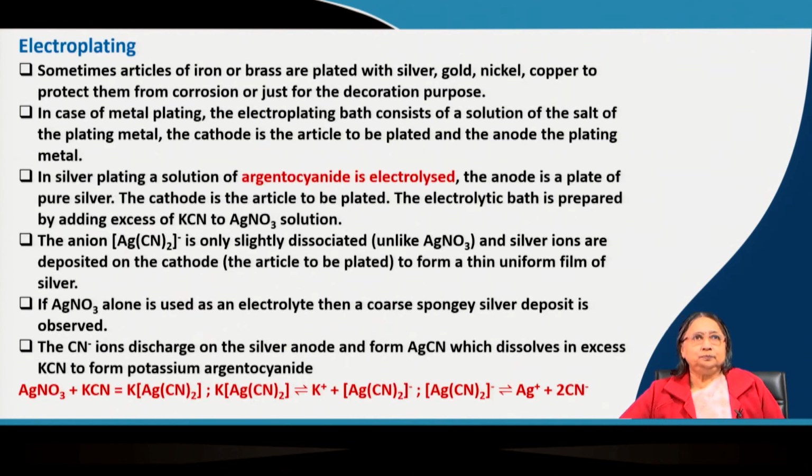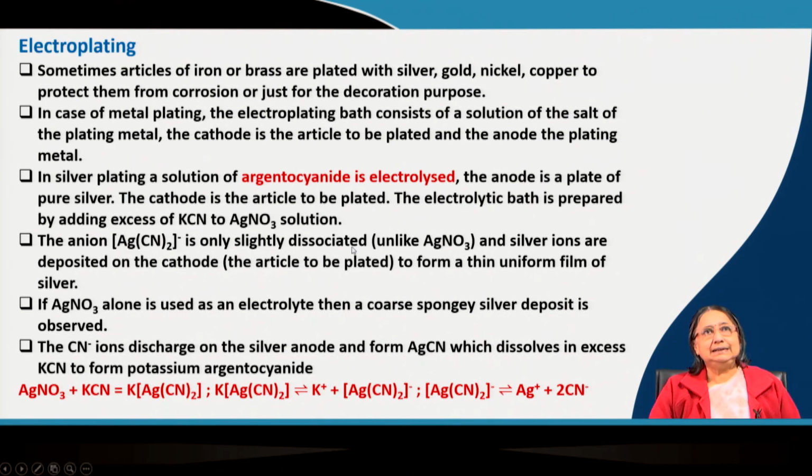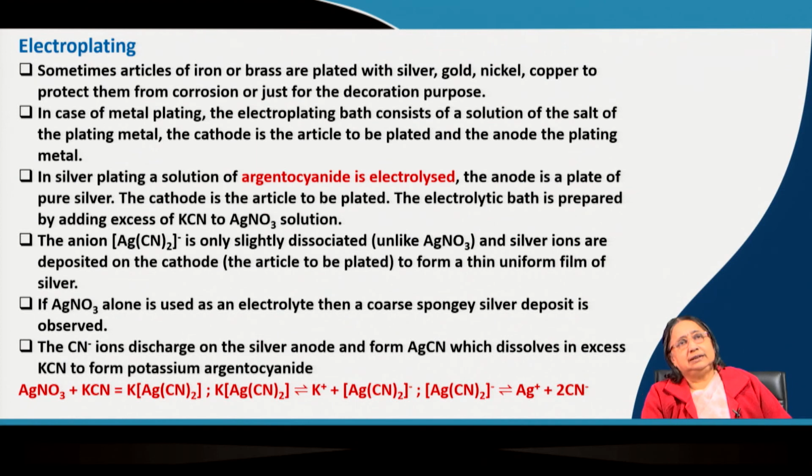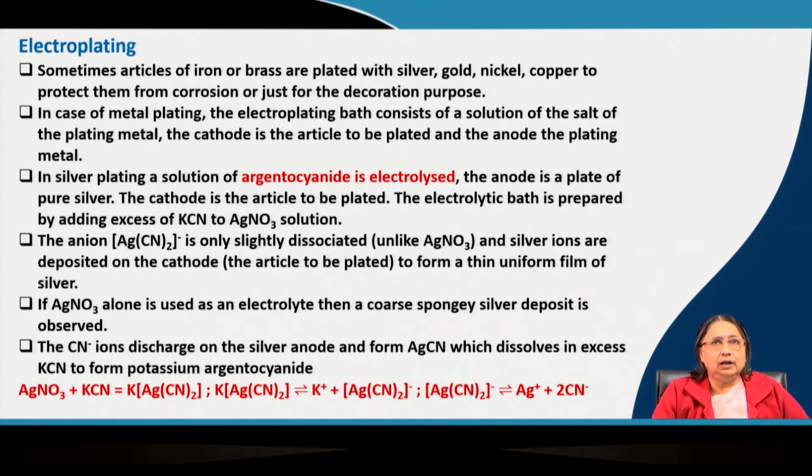Now, electroplating, this is another example which is very useful when you do this equilibrium. I will tell you later, but actually in the electroplating industry this type of equilibrium is used for electroplating some metal utensils or something with silver or gold or copper or nickel.